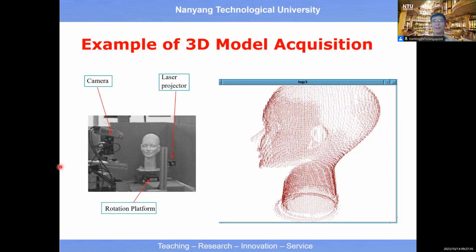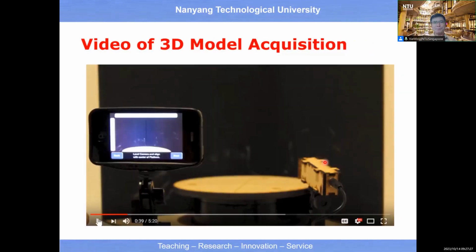So this is a system set up by us, I guess more than 20 years ago, so almost 30 years. And here is a video which explains a little bit to you how to do the setup and how to do the acquisition of 3D coordinates along the intersection line.